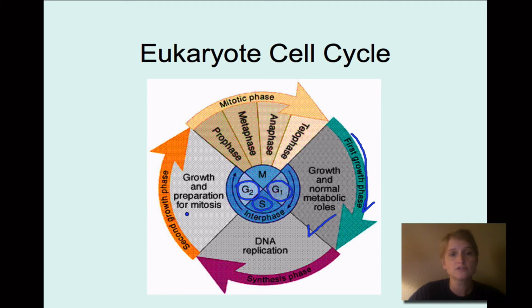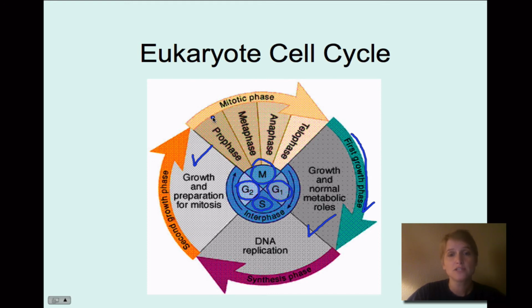It's just making sure that the cell is just the right size. And after this phase, there's another checkpoint, and it's going to make sure that the DNA was copied okay, that the cell has grown and is ready for cell division. Then it's going to enter what's called the mitotic phase. That's the M phase here, and that's mitosis.